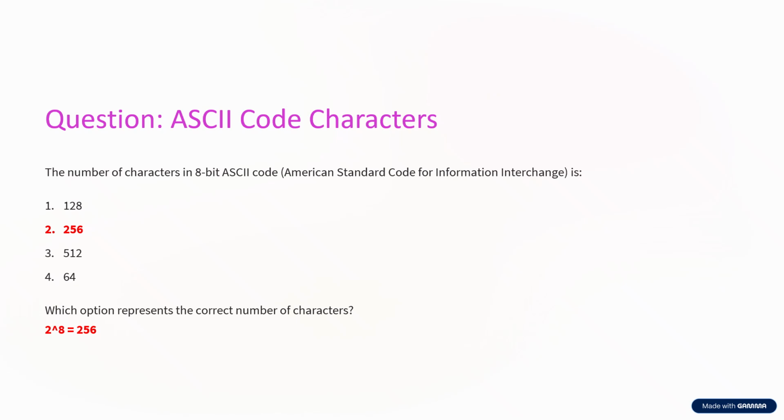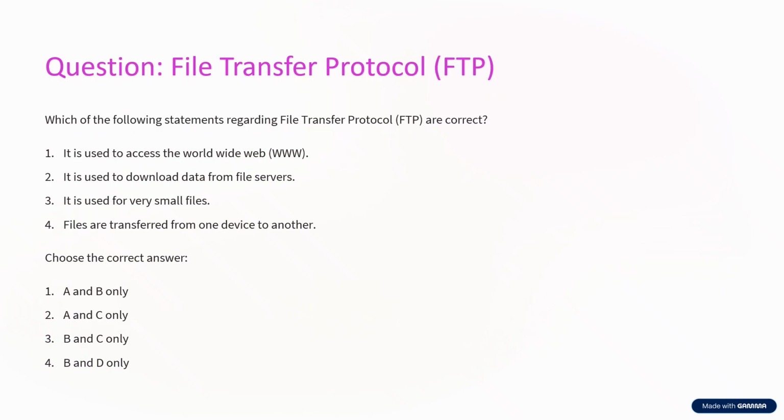So with advanced technology nowadays, ASCII is an 8-bit code. It is possible to represent 2 to the power of 8, which means 256 possible representations of characters. The options are 128, 256, 512 and 64. Option 2, that is 256, is the right answer because 2 to the power of 8 is equal to 256. This is the correct answer.